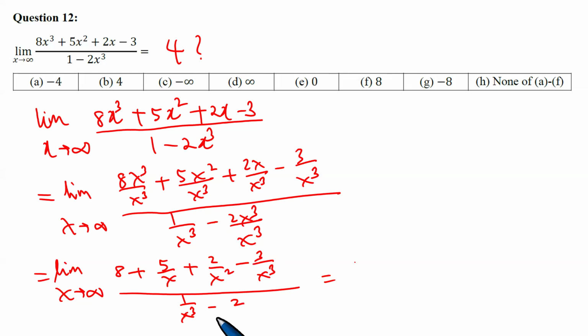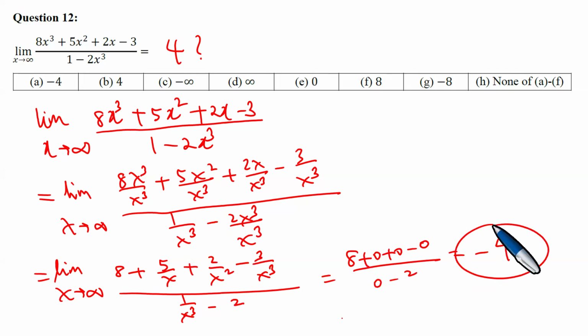As x approaches infinity, this is going to be 8 minus 0 plus 0 minus 0 divided by 0 minus 2, and this is exactly minus 4. Therefore the correct answer is exactly minus 4, which is option A. We move on to the next question.